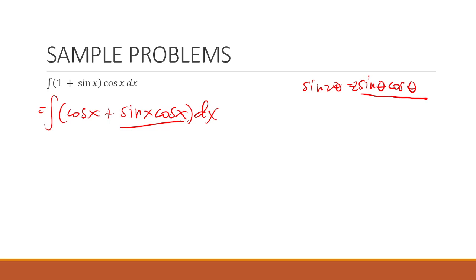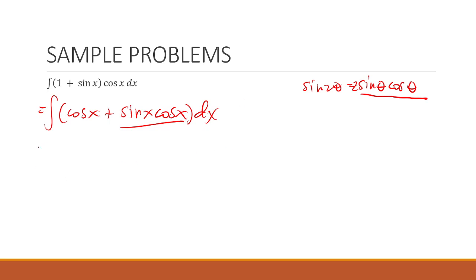Different forms lang, pero ang difference lang nila is ang constant, which makes them valid antiderivatives kasi ang difference lang nila ang constant. Wala namang problema sa constant, diba? They can be just represented as c. So kumbaga practically similar lang sila. Sige, pwede na to siya i-solve.